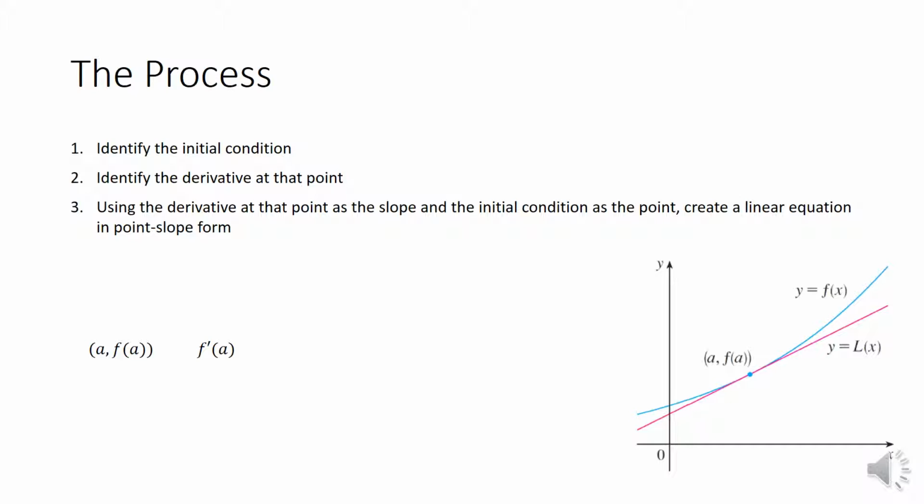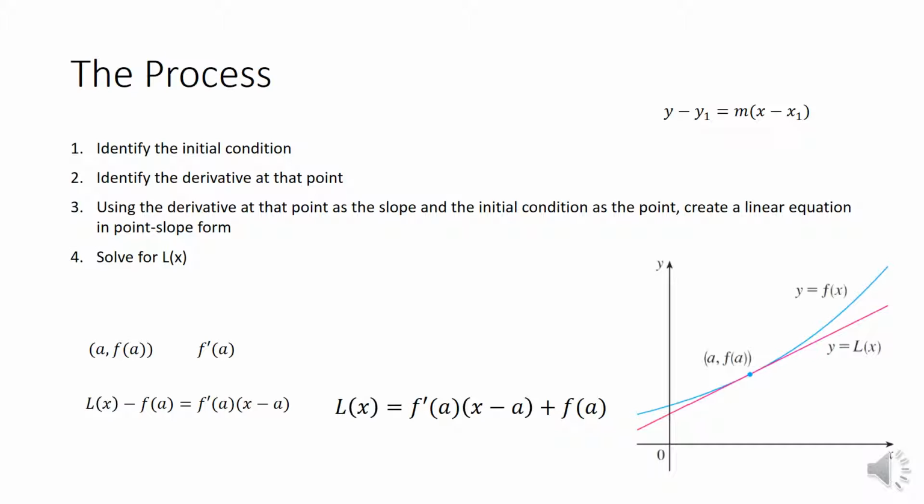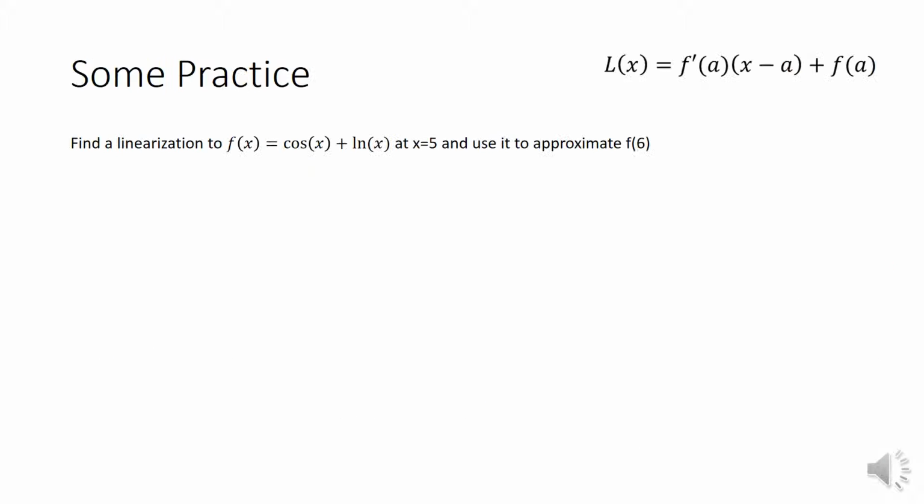So then using the derivative at that point as the slope of the line and the initial condition as the point, you're going to generate a linear equation in point-slope form. And I always forget the formula, so I just put that there. This is just the general formula: your traditional point-slope form with the point on the function and the slope of the function at that particular point. And then this is the way it's commonly written when you solve for L of x. So you end up getting the equation of a line which approximates the values of the function near that point.